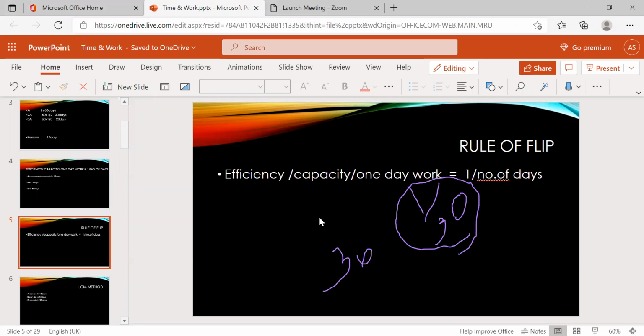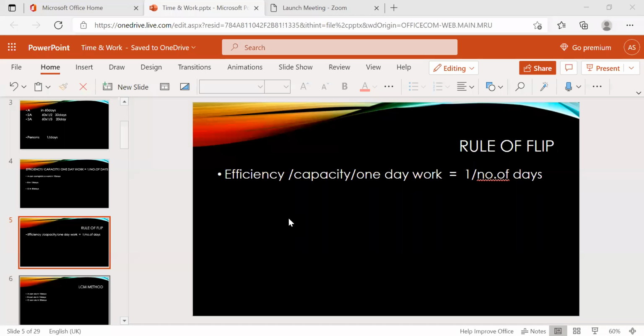This comes to the rule of flip. We are converting efficiency, or capacity, or one day work: n days equals 1 by n of the work. This is very important. Rule of flip is one method to solve these time and work problems.